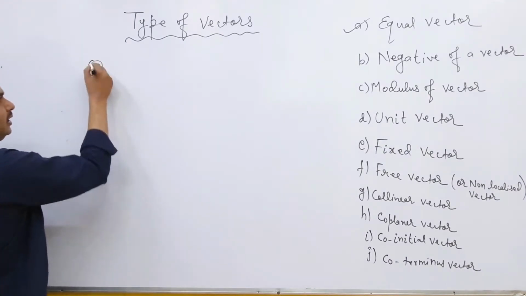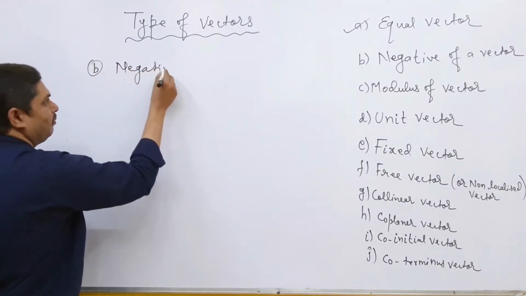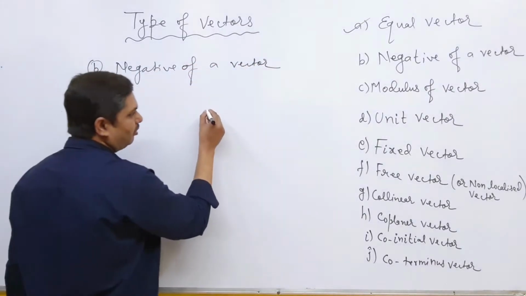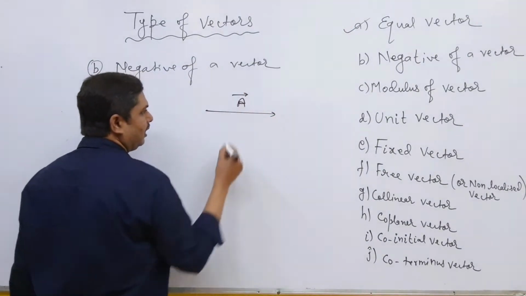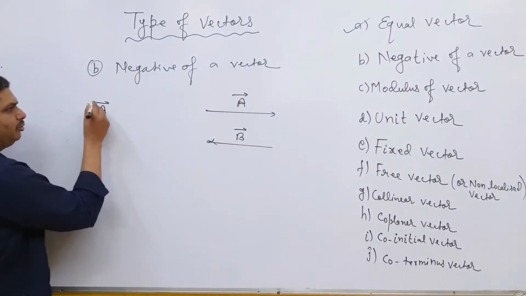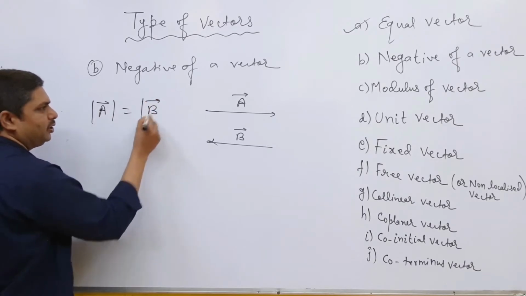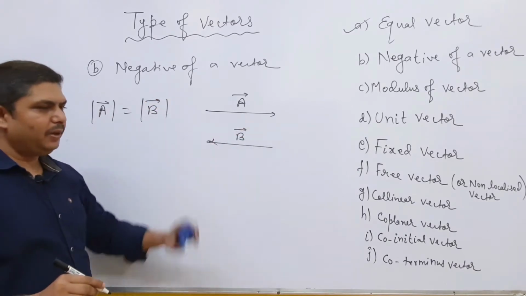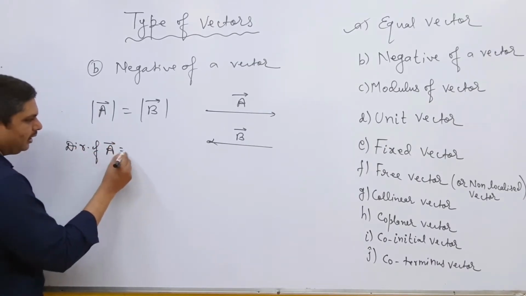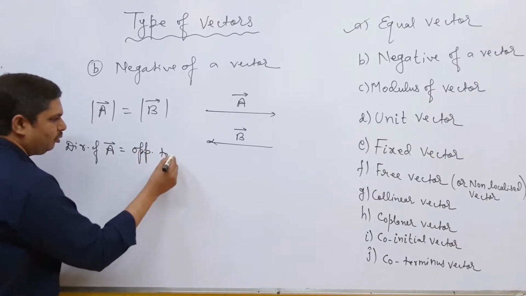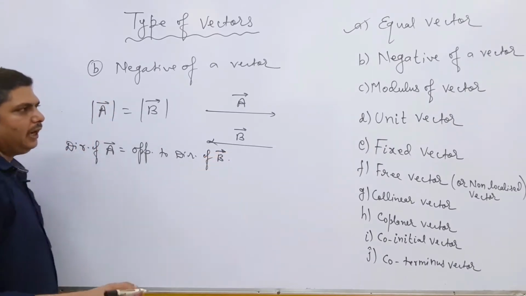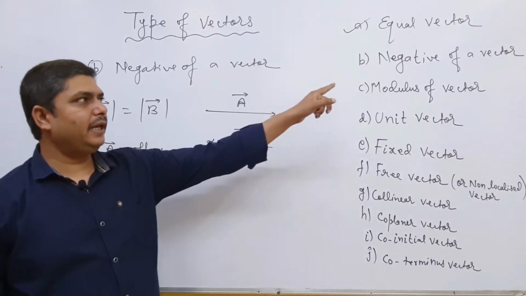Your next topic is negative of a vector. Suppose this is vector A and this is vector B. Then vector A magnitude is equal to vector B magnitude, and direction of A and B are opposite. Direction of A is opposite to direction of B. Then A and B are said to be negative of a vector.